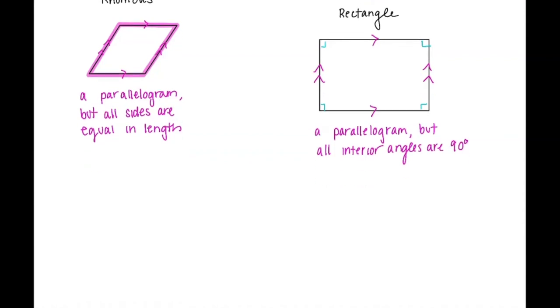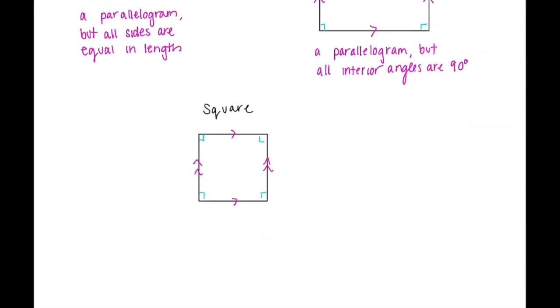And then finally, we have our favorite one, which is a square, in that all four sides are the same in length. They run parallel to each other, and these angles are 90 degrees. So this is our regular polygon for four sides. But more precisely, a square is a rhombus. So all sides are equal in length and parallel, but all interior angles are 90 degrees.